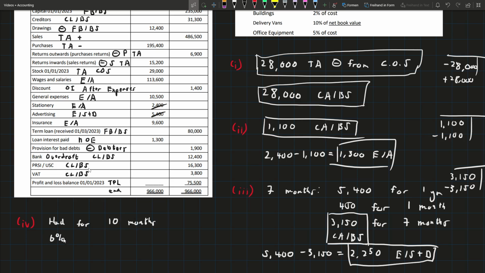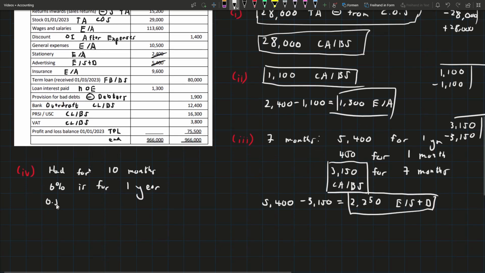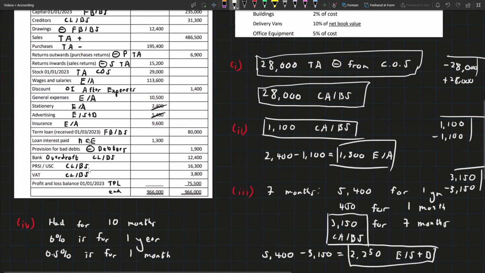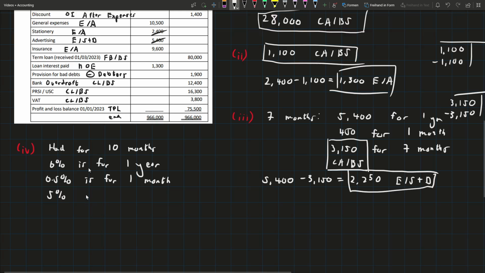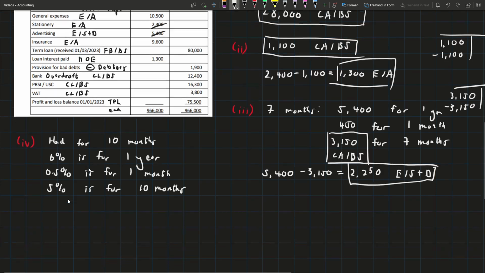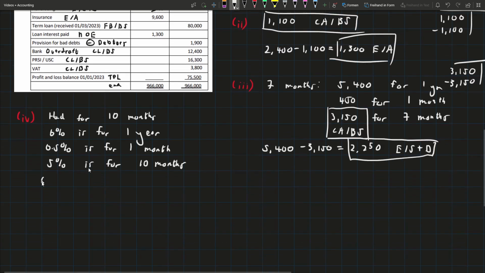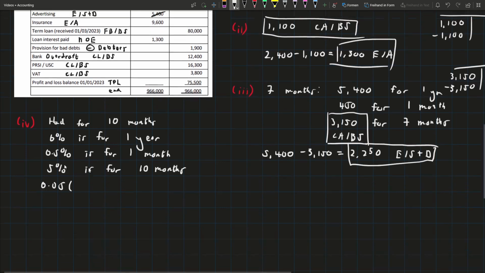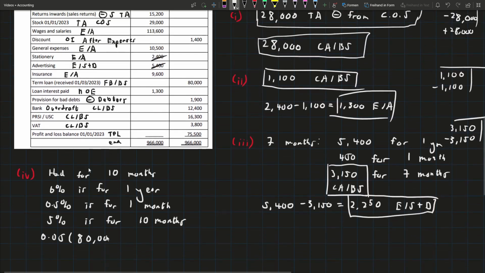We have 6% is the rate for 1 year. That means if we divide by 12 to get 1 month, 0.5% is for 1 month. But we had it for 10 months, so we multiply by 10, and we get 5% is for 10 months. So that's our interest rate on the loan now. So basically, we're going to take the 5% and multiply that by the loan, which is 80,000. That'll give us 4,000. Okay.